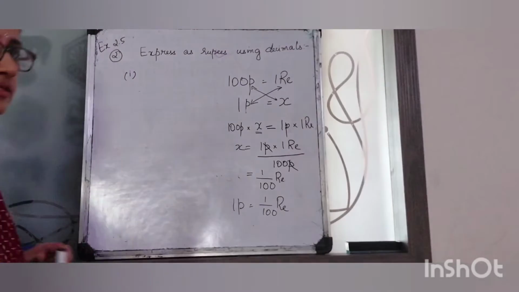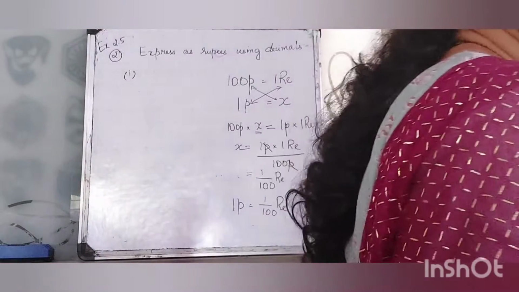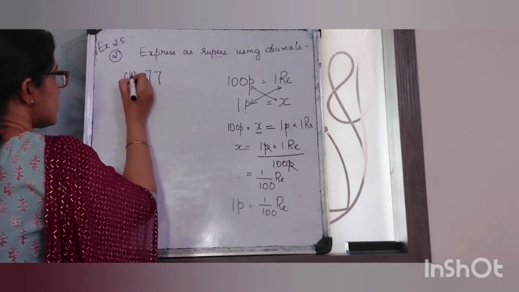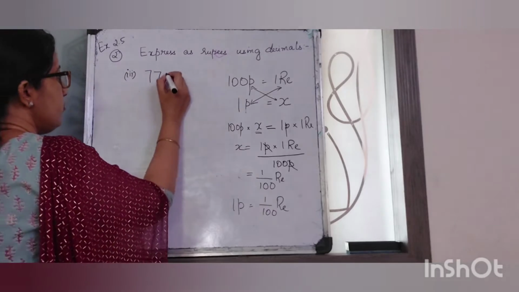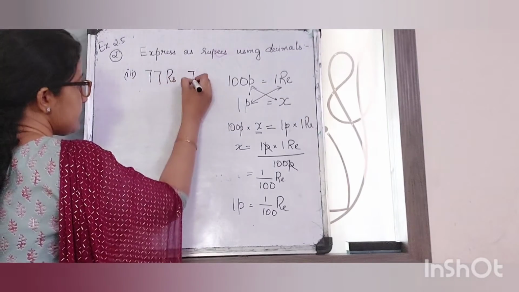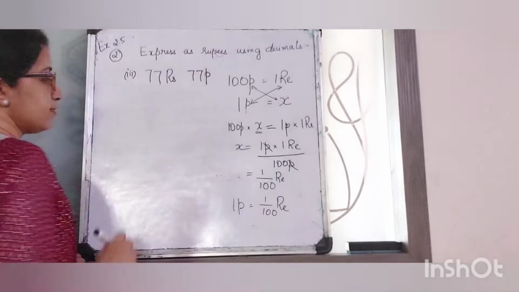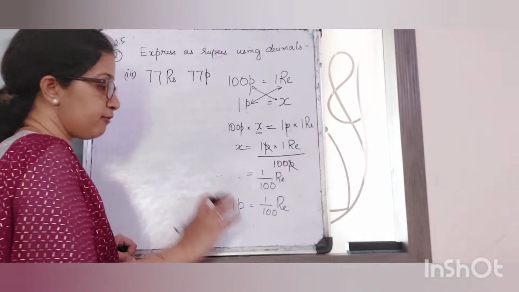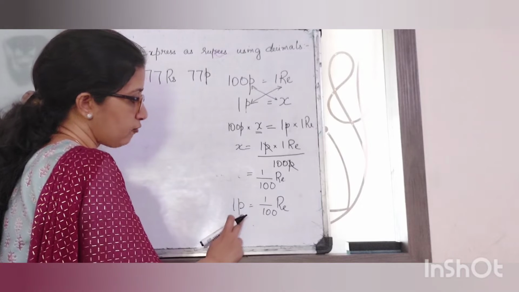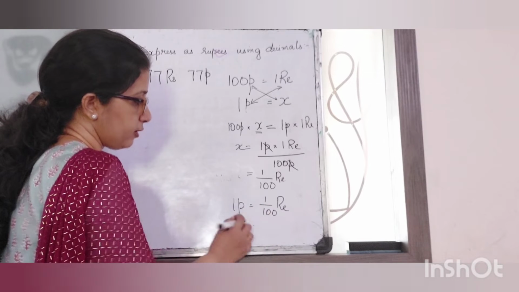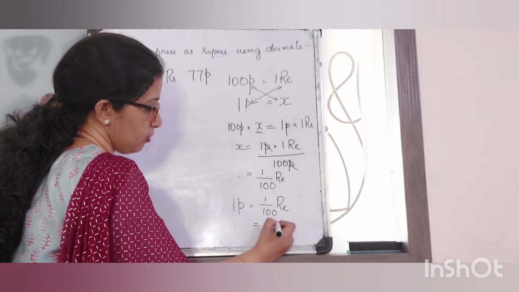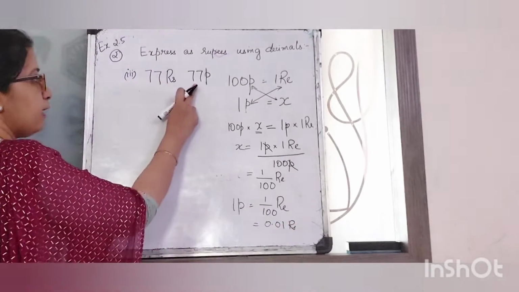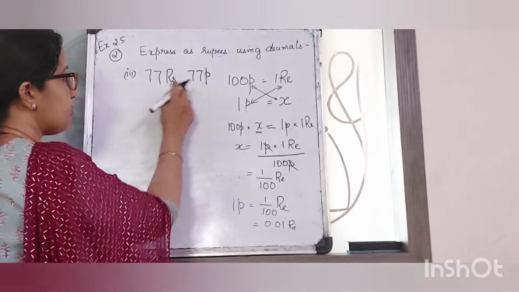Next problem is the third problem: 77 rupees and 77 paise. Again in a similar fashion, we already got 1 paise is equal to 1 by 100 rupees, which is equal to 0.01 rupees. Correct? Now we have to find how much is the value of 77 paise.